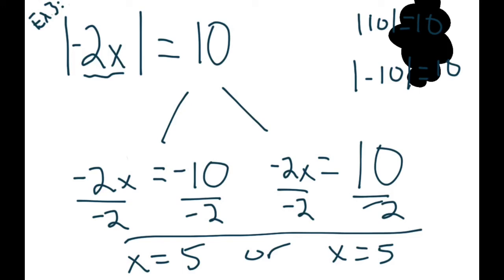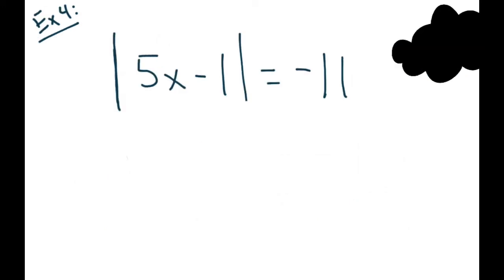Oops, sorry, that's a negative 5. It's supposed to be a negative 5. So these are the two answers that you could have. And if you go back and check them, they would both get you either a positive 10 or a negative 10 in the absolute value.